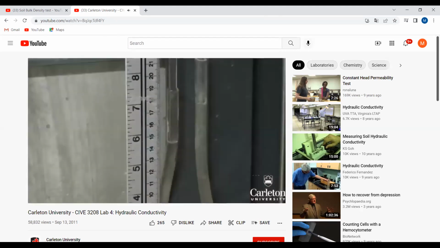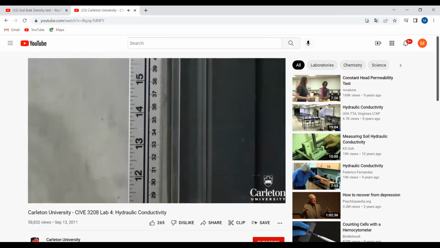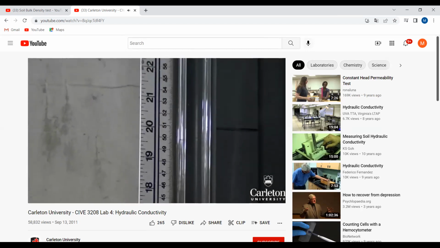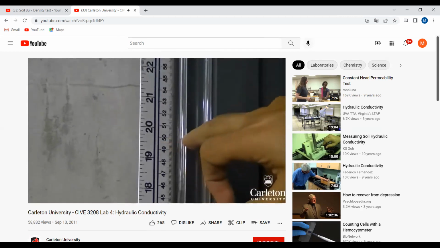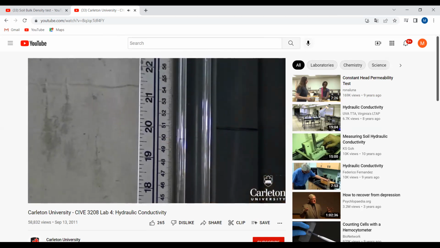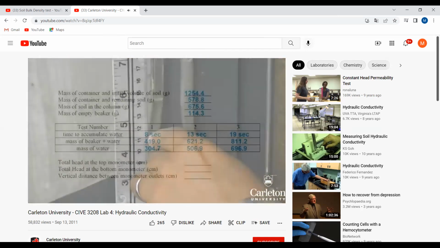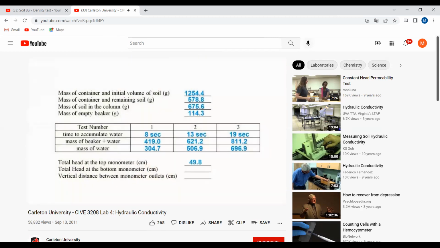Before we finish, we need to calculate the head applied to the sample. To do this, measure the total head at each manometer from the base of the cylinder. Here, the head height of the top manometer is 49.8 centimeters and 11.3 centimeters for the bottom manometer. Finally, record the difference in height between the outlets to the 2 manometers.